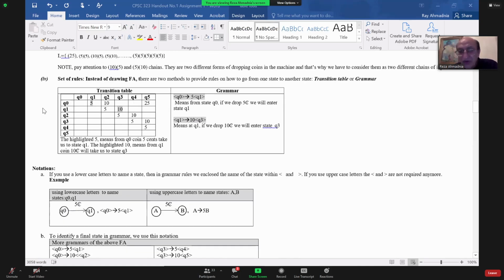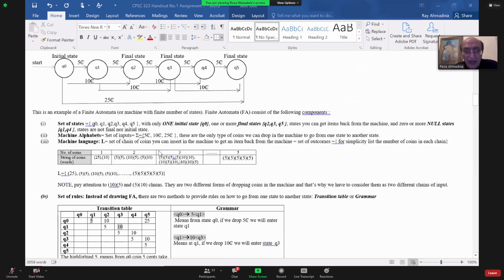Got it? So when you look at the first book or the second book, if you see angle brackets, for sure the names of the states are lowercase letters. If you don't see the angle brackets, the names of the states are uppercase letters. To write the grammar for the whole machine, start at Q0. If we drop 5, we go to Q1. If we drop 10, we go to Q2. If we drop 25, we go over to Q5.